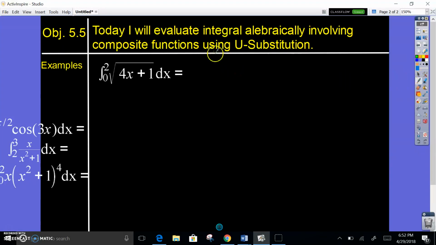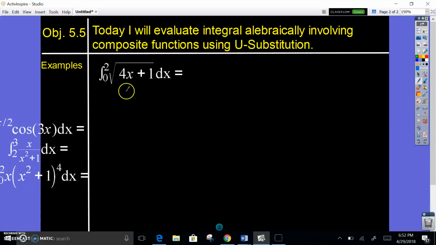Okay, welcome back. This is my fourth example. In this example, we are going to deal with a square root. If you notice, the function is a square root, but inside of it, you have a 4x plus 1. Again, this is a composite function, which is kind of your hint that you're going to be using u substitution.